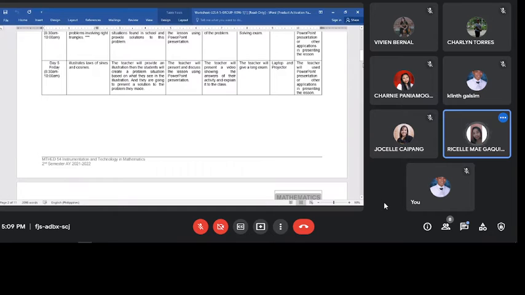For the discussion, the teacher will present and discuss the lesson using PowerPoint presentation. For the independent practice, the teacher will present a video showing the answers to their activity and explain it to the class. And for the assessment, the teacher will give a long exam. In ICT integration, for the hardware, the teacher will use laptop and projector. And for the software, the teacher will use PowerPoint presentation or other applications in presenting the lesson.